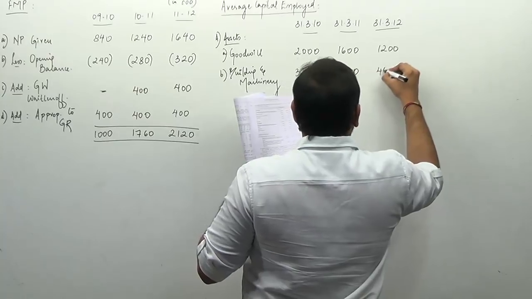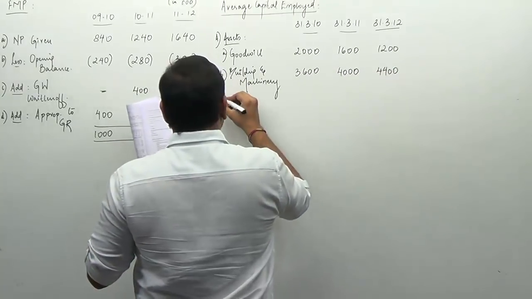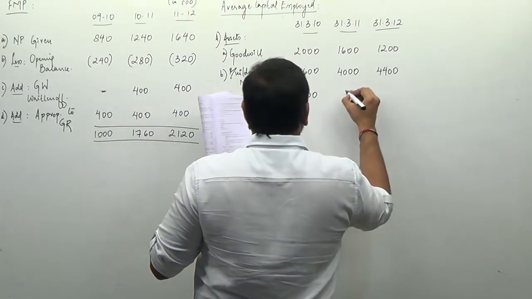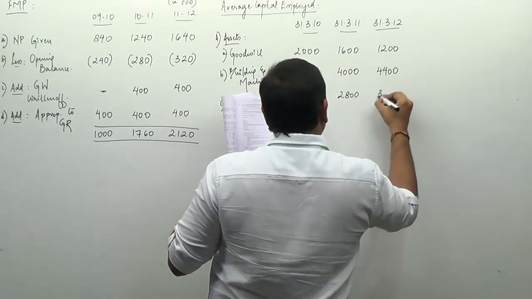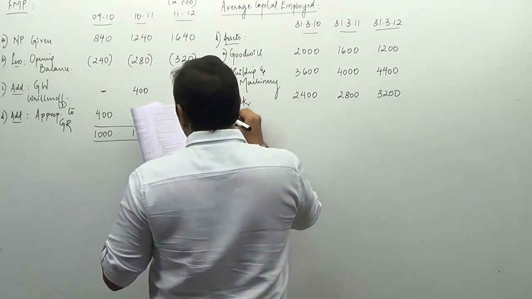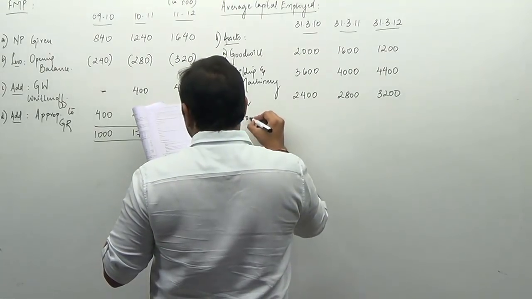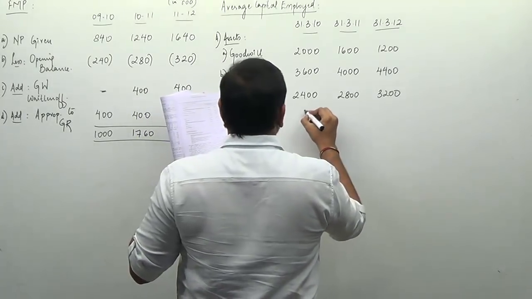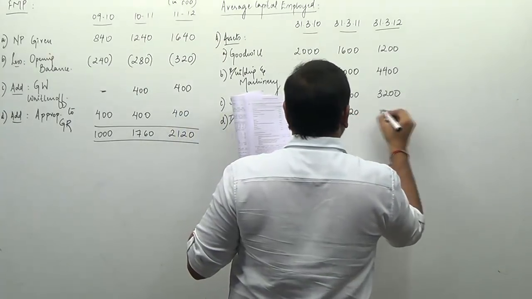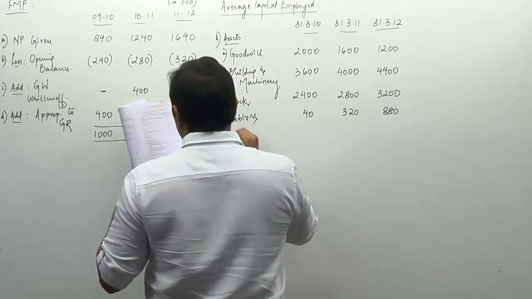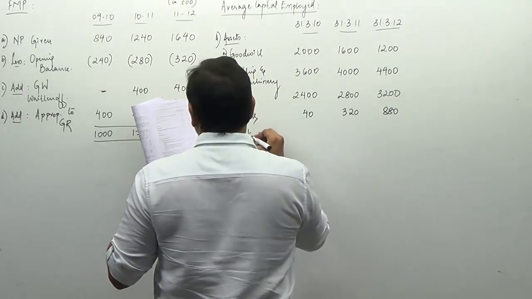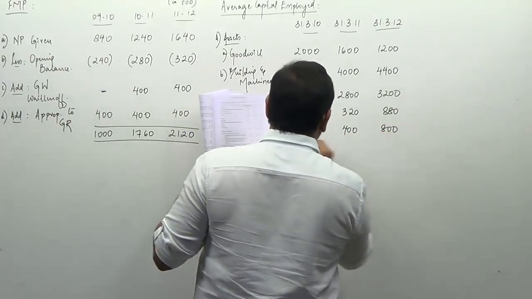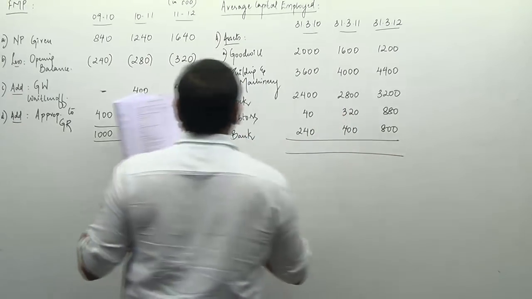4,000. 4,400. Next, stock. That also has a change in valuation. 2,400. 2,800. 3,200. Next, debtors. There's no change in the valuations which is suggested there. So you can observe the same values for debtors. 40, 320, 880. Finally, last, bank balance. 240, 400, 800. Sum total will give total assets.